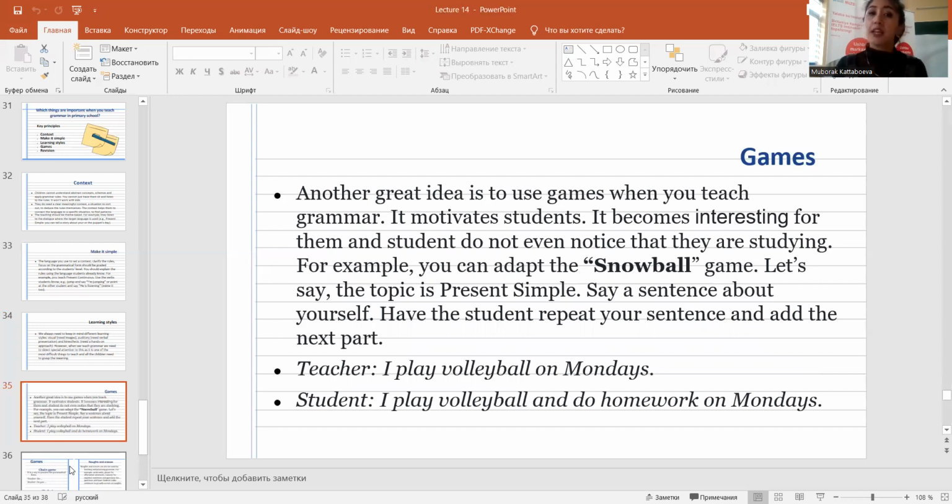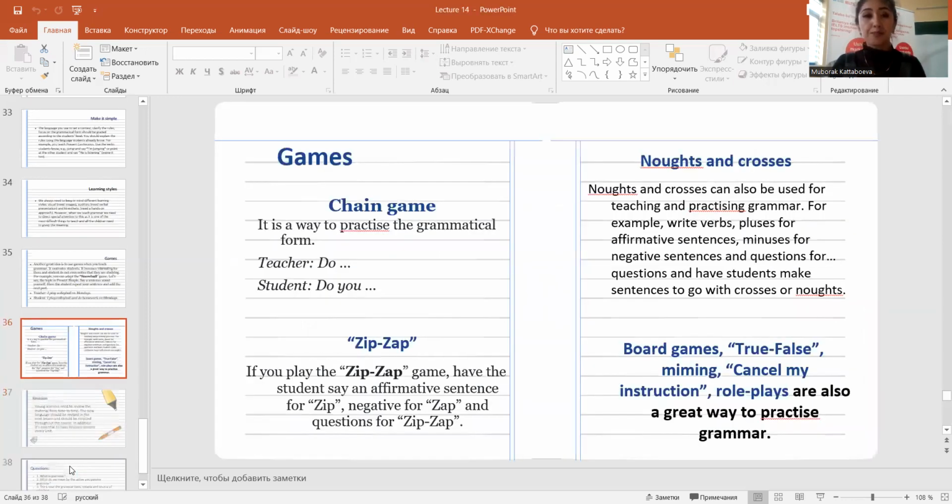See, for example, if you're playing snowball and the topic is present simple, you say a sentence, have the student repeat your sentence and add the next part. And with the help of a snowball, you throw it, your student says it back and throws it back or throws it to the next student. They're playing a game while they're repeating and learning and figuring out the rule themselves.